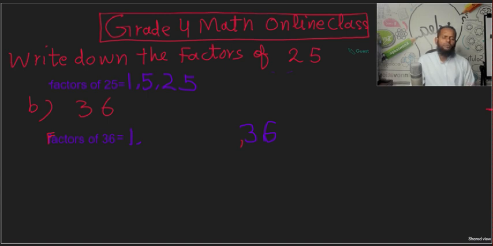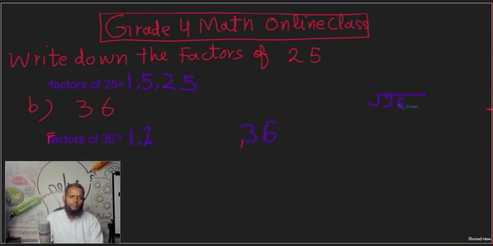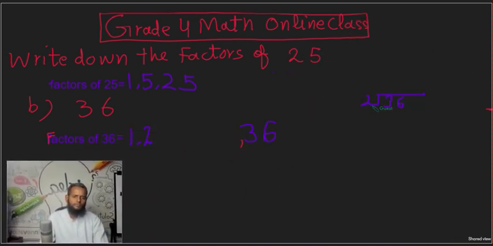Now write. 2 is a factor. 2 is also the factor of even number. 36 is also even number. So 2 is factor. You should tell me 2 times which number gives you 36. Come and divide 36 on 2. That's good. Yes, good, great, very nice.